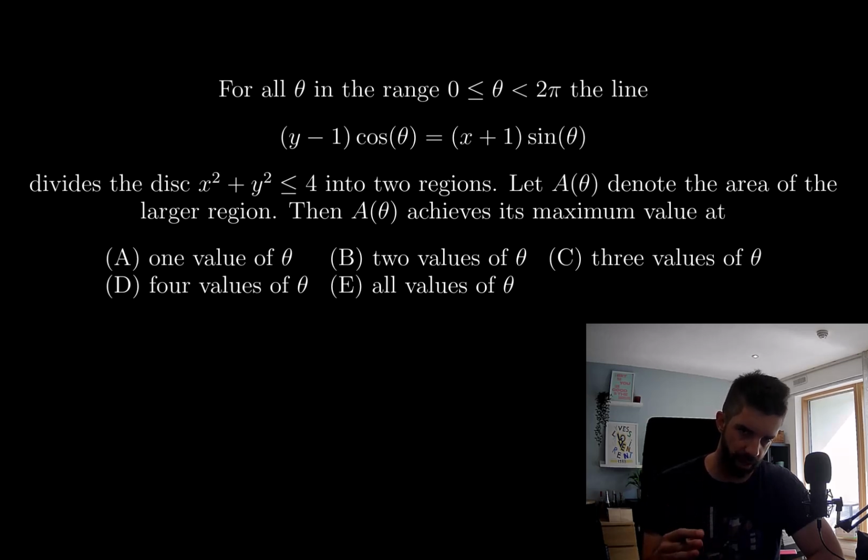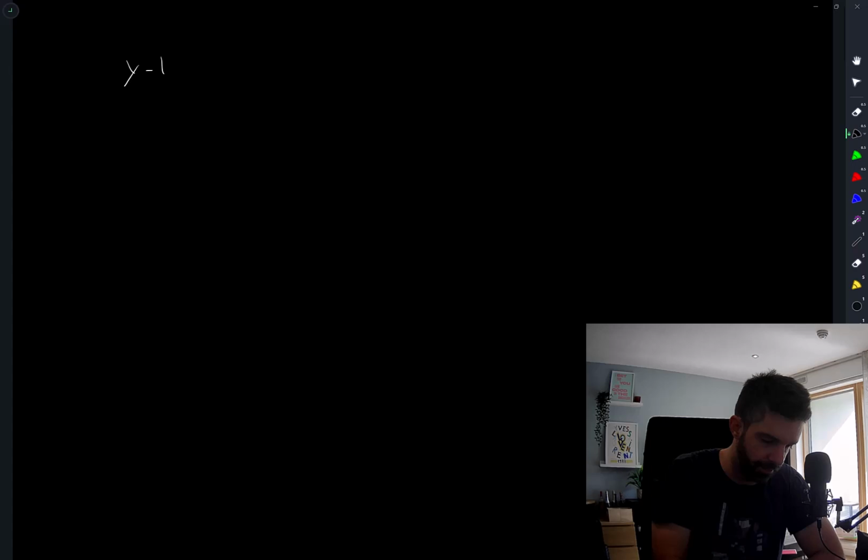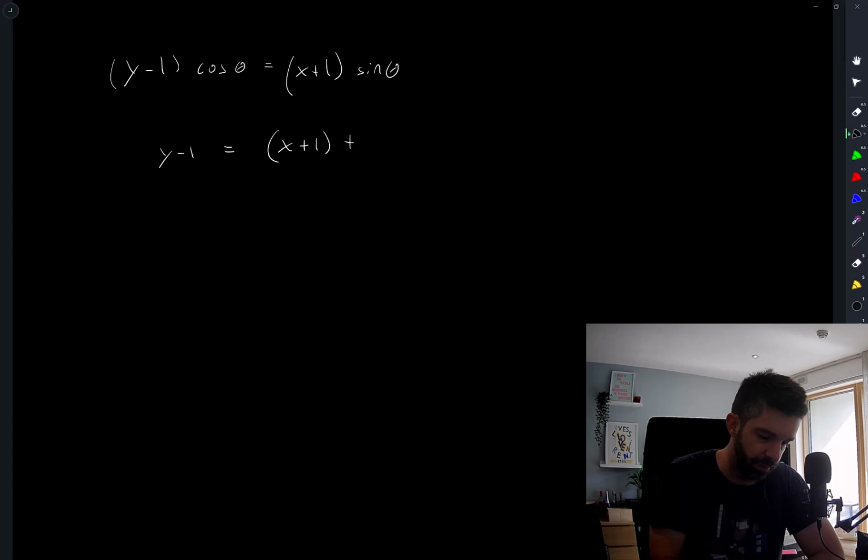Okay, I think my instinct here, and the best way to figure this out, is to just sketch the geometry of the problem and try to visualize what's happening. I can see right away that the slope of this line will be tan theta. If I take the equation y minus 1 cosine theta is equal to x plus 1 sine theta, and divide by cosine theta, I have y minus 1 is equal to x plus 1 tan theta.